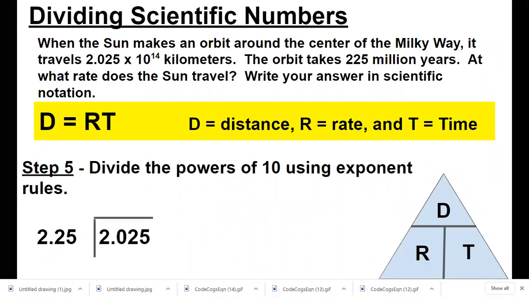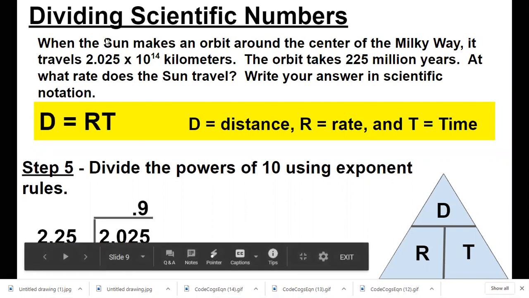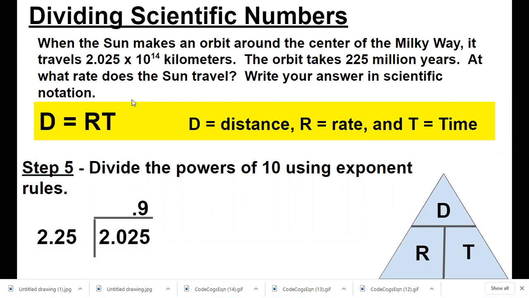Step 5, divide the powers of 10 using the exponent. Let's put our 0.9 in there. There's our 0.9. Okay, that was what we just figured out. And now we have to do the powers of 10. We have a 10 to the 14, and what was the other one? 10 to the 8th. Yeah, so we have the 10 to the 14 for the distance, and the time was 10 to the 8th. So how do we divide with powers that have the same base? What was the exponent rule for that? When you're dividing exponents with the same base, you subtract the exponents. So it's 10 to the 14 minus 8, 10 to the 6th power. So our final answer then will be 0.9 times 10 to the 6th power.